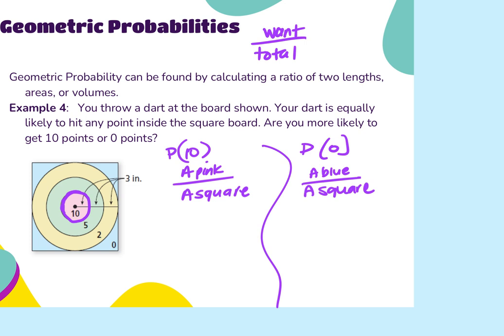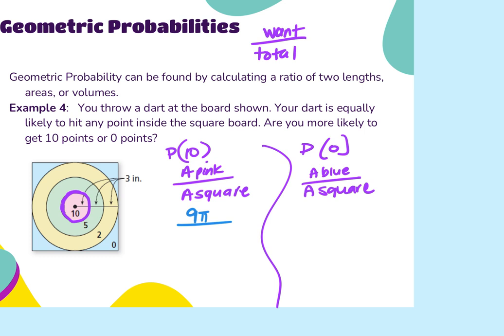How do I find the area of the pink? How do you find the area of that pink circle? Pi r squared, and r is what? 3. So each of those little segments is 3. That's what that 3 with the arrow means. So the area there would be 3 squared pi, or 9 pi.